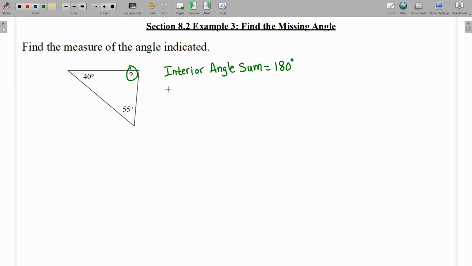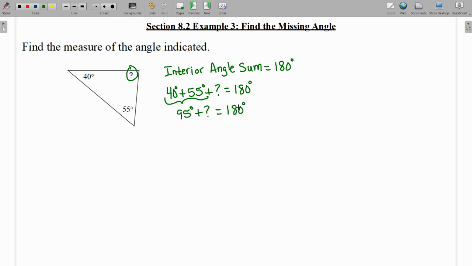So what we're going to do is say that the first angle, that 40 degrees, plus 55 degrees, plus the question mark, that's what we're looking for, has to equal 180 degrees. The first thing I'm going to do in trying to solve this is combine terms that are like. So I'm going to take this 40 and this 55 and combine those. 40 plus 55 gives me 95 degrees. I still have that being added to my unknown angle, and that's going to be equal to 180 degrees.